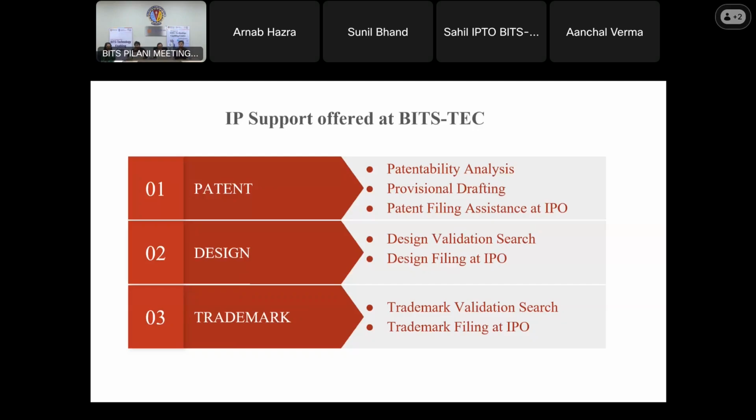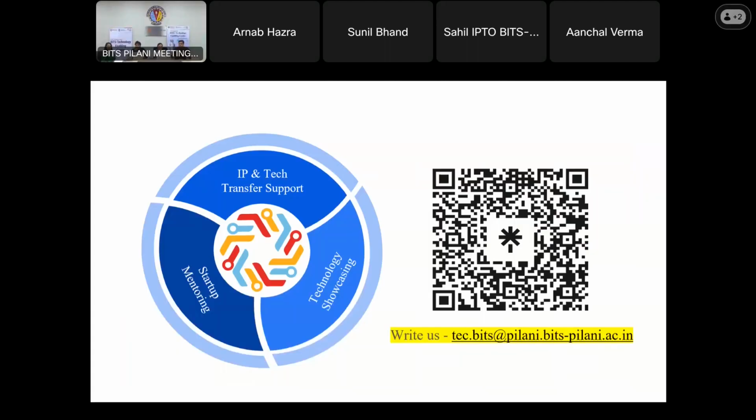So if you are any stakeholder, from an MSME, startup, a student or innovator, and you need any kind of IP support from us, you can reach out to us regarding patent, design, trademark. Please do contact here. You can scan this and write to us here. So your technology and your idea will be valued. Do not hesitate to contact us. Please write to us at the given mail.